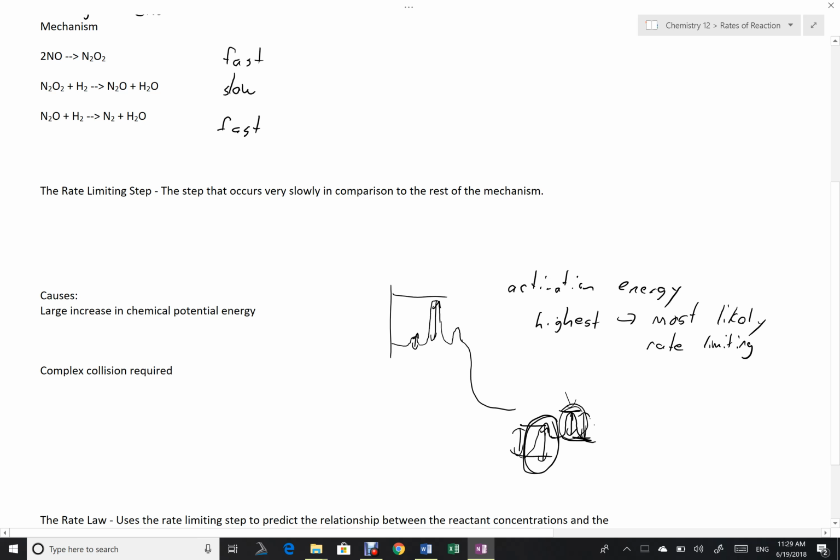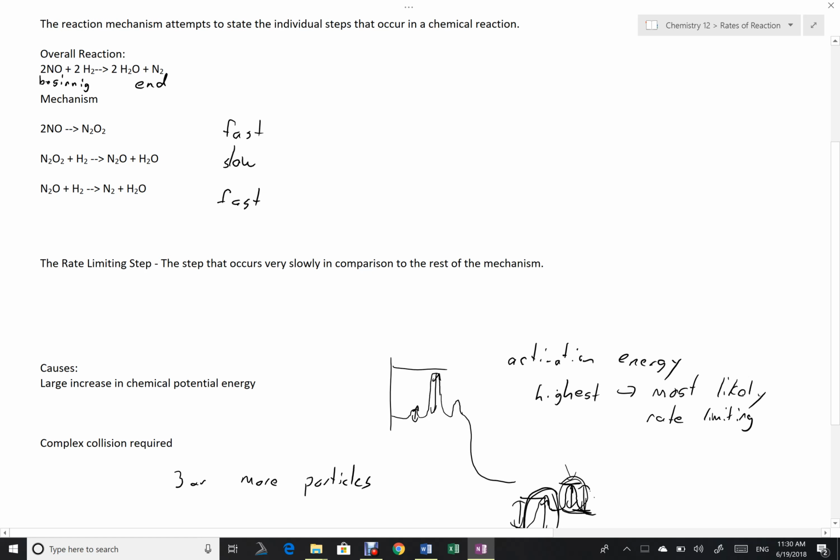The second thing that can lead to something being the rate limiting step is if a complex collision involving 3 or more particles is required. The more particles that are required to be at the collision site, the less likely that effective collisions will happen. So, a rate limiting step might be the rate limiting step because it requires 3 or more particles to be in the same point at the same time, creating a very unlikely collision.